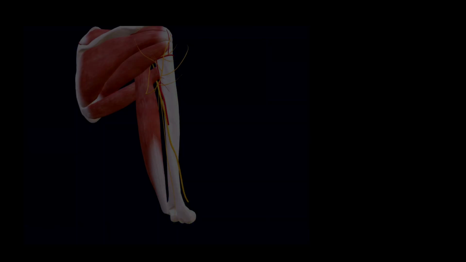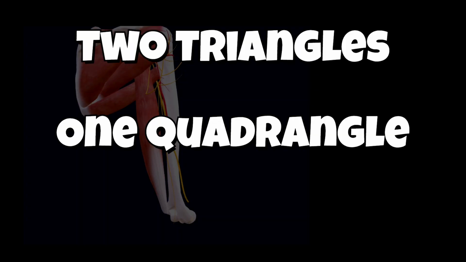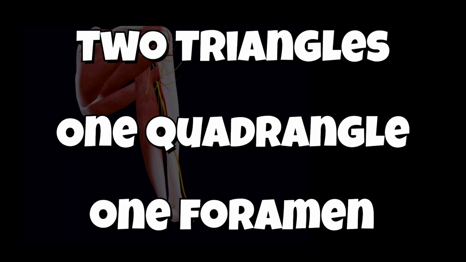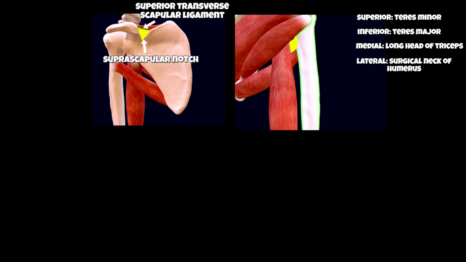Now let's summarize these spaces. Remember, there are two triangles, one quadrangle and one foramen, four spaces that make shoulder anatomy make sense. So the suprascapular foramen boundaries are the suprascapular notch, superior transverse scapular ligament containing suprascapular nerve below and the artery above. Quadrangular space bounded by the teres minor, teres major, long head of triceps and humerus containing the axillary nerve and posterior circumflex humeral artery.